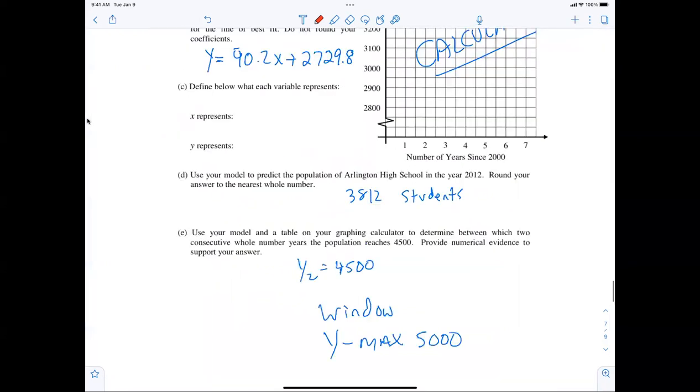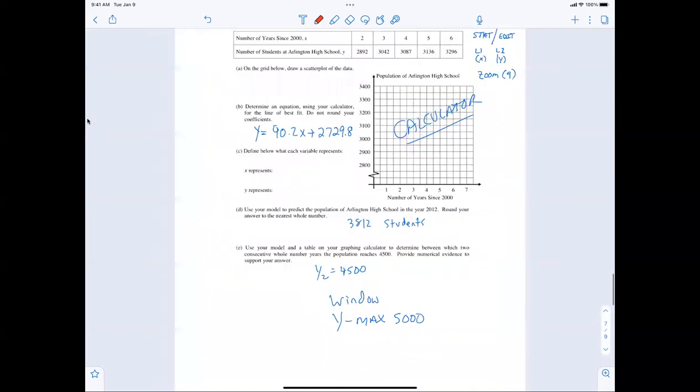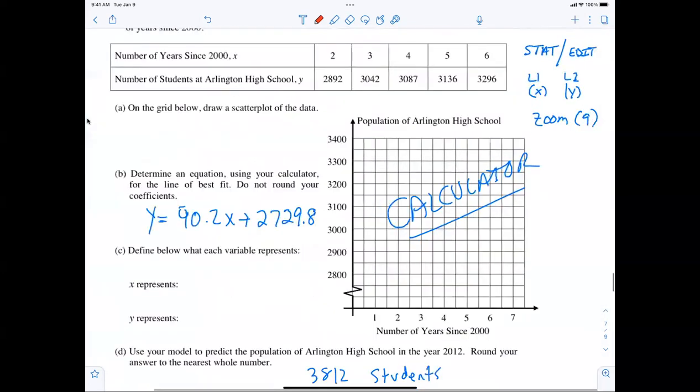So the only way we can do this correctly is to type in the 90.2x plus that number right there, hit zoom stats, and now you have to put in those numbers again. All right, that's why I didn't want to delete the other ones. So if you need help with this, you've got to go back and type in these numbers now. And then type in under Y1 the answer that you got for B. And then hit zoom stat and you should see the line and you should see the points now.